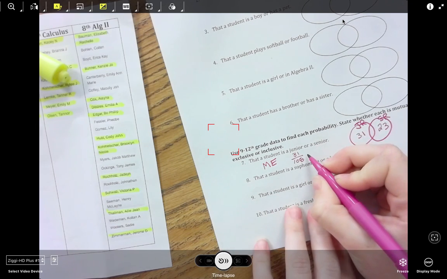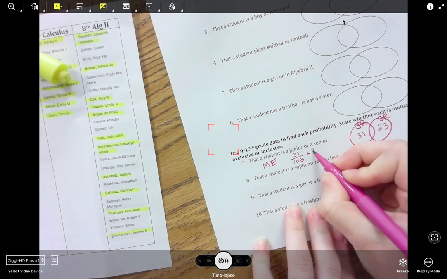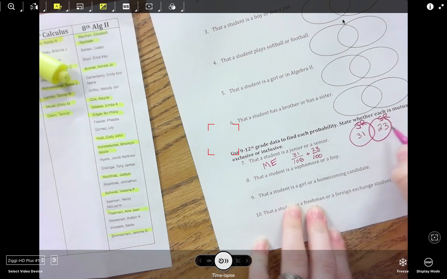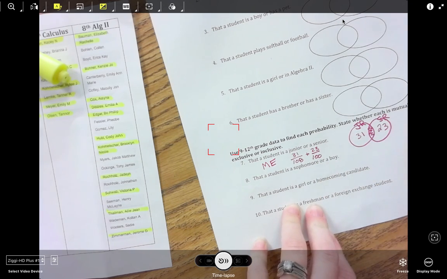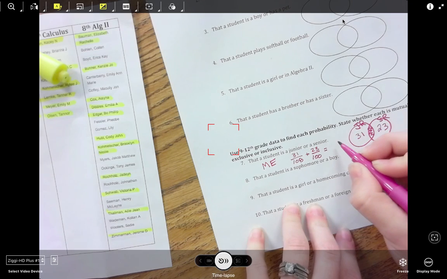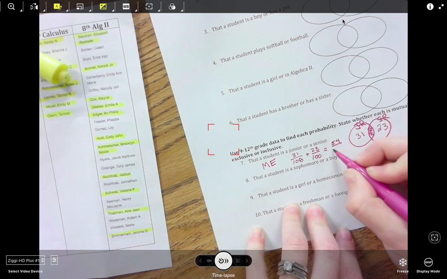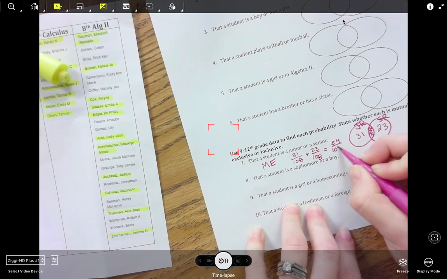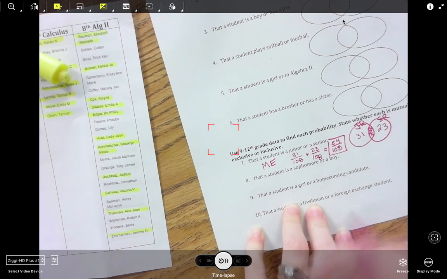Okay, I take 31 over 108 plus 23 over 108. And then I don't have to subtract out the middle because there's nothing in the middle. So probability would be 54 over 108. And those are my chances of selecting a junior or a senior.